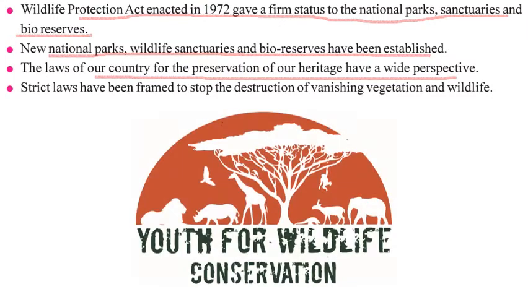Then the Wildlife Protection Act was enacted in 1972, which gave a firm status to the national parks, sanctuaries and bioreserves. It means once the act is created, it gets the power to do things according to the regulations and rules. So by the creation of the Wildlife Protection Act, the national parks, sanctuaries and bioreserves got a backing. New national parks, wildlife sanctuaries, and bioreserves were created, laws were made, and strict laws have been framed to stop the destruction of the vanishing vegetation and wildlife.